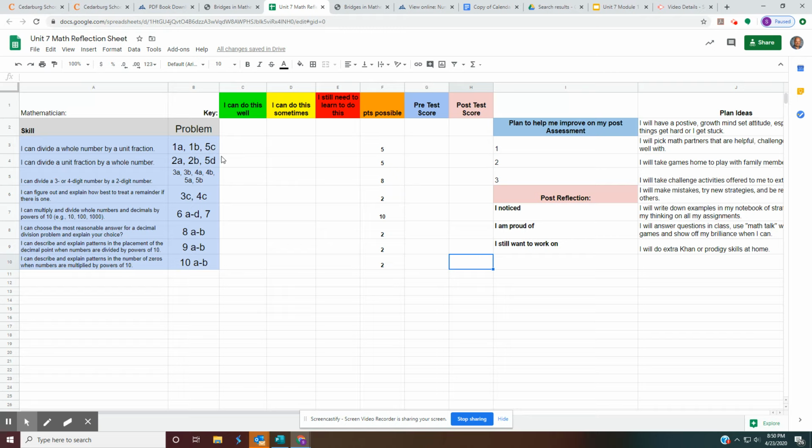All right, so can you do this well? Did you get all 5 points? I would put an X right here. If you cannot do it well, maybe you got 1A and B right, but you missed 5C, or you got 1A right and 5C, but missed B, then you could do this sometimes. But if you got maybe 2 of these answers wrong, I would say I still need to learn how to do this. And that's okay, because this is a 5th grade skill that you're going to be learning. So don't be stressed out if we still need to learn this stuff, because you will know this by the end of our session together.